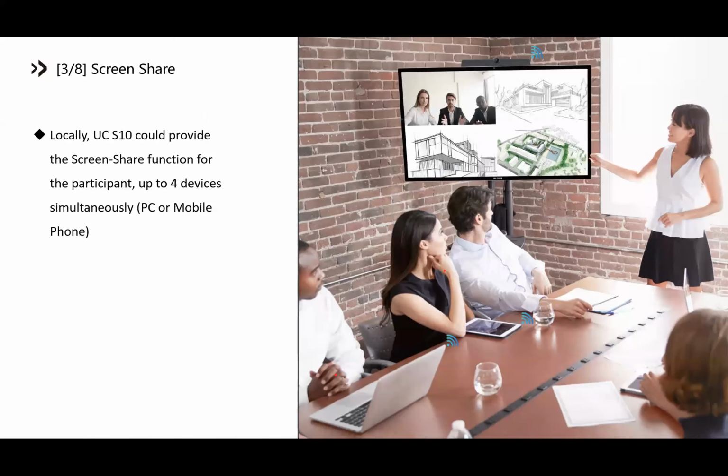The third one is screen share. We discussed it many times. In the UCS10, the screen can be shared from up to 4 devices simultaneously, from PC, laptop, and mobile phone, to share ideas together without any cable. The trouble before was that if you wanted to share something to the monitor, you needed to connect your laptop by HDMI. But now you don't need this, you don't need any cable. You just use the wireless connection and share. Up to 4 persons can share on the monitor at the same time to discuss with your teammates.